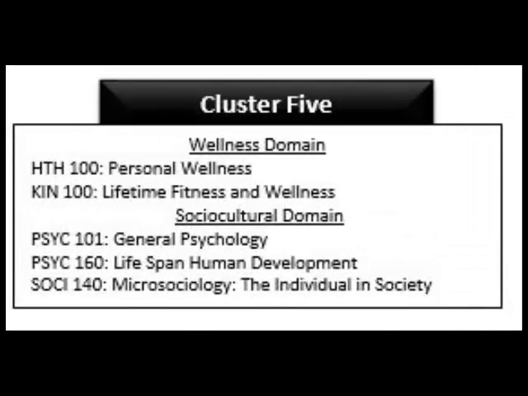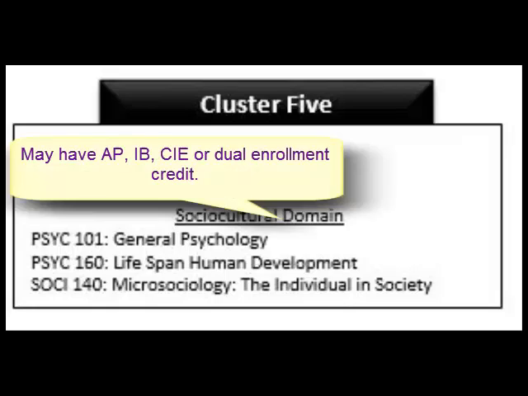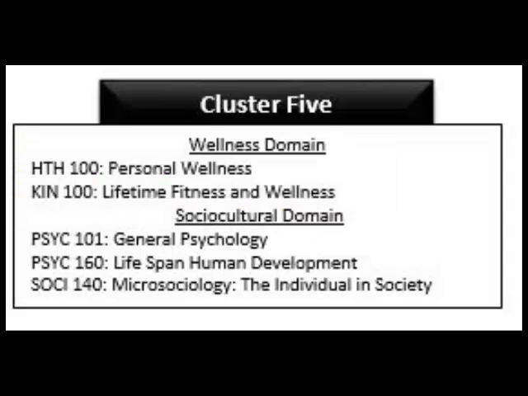Cluster 5 focuses on your physical and mental health as an individual in the human community. There are 2 course requirements in Cluster 5, one from the wellness domain and one from the socio-cultural domain. Under the wellness domain, you have 2 course options, Health 100, Personal Wellness, or Kinesiology 100, Lifetime Fitness and Wellness. Both courses include a physical activity requirement. There are 3 course options in the socio-cultural domain, 2 of which are psychology-based, while the other focuses on sociology. This is also an area where many students have earned credit through AP, IB, CIE, or dual enrollment credit.